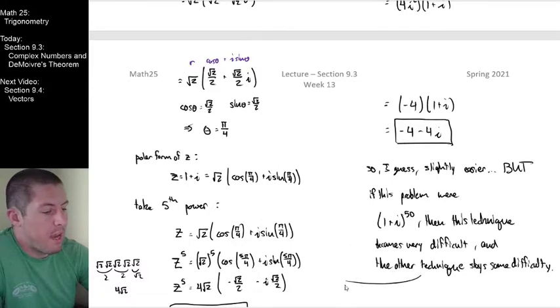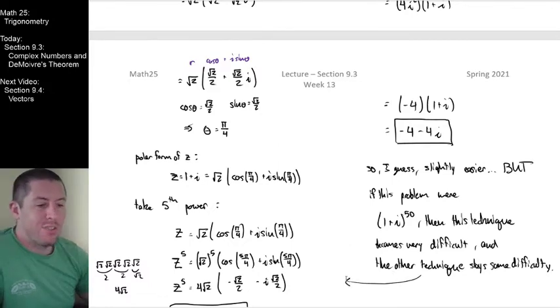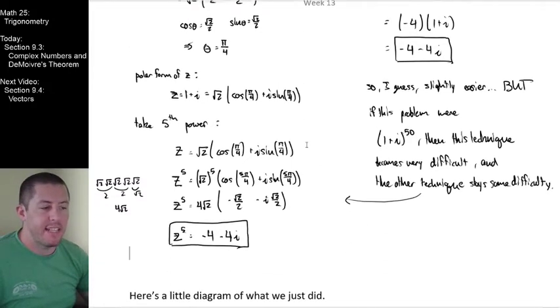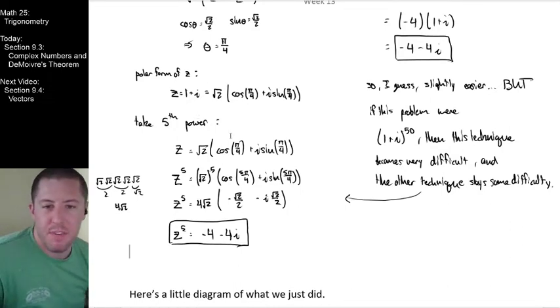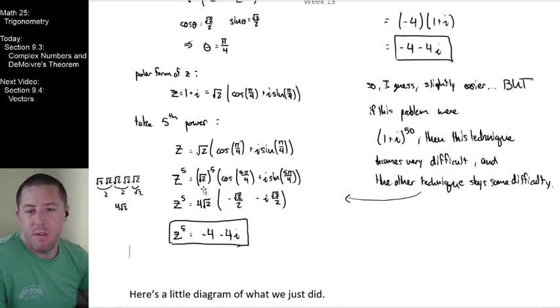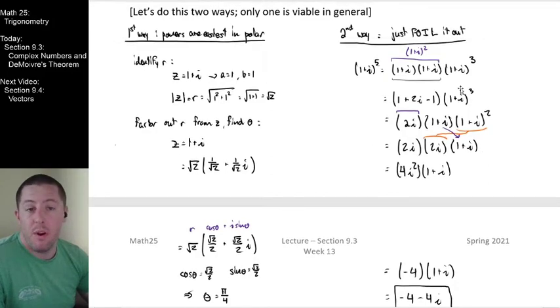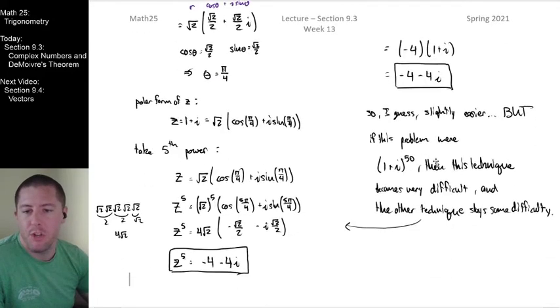So the point is, the other technique over here doesn't really care about what the power is. That doesn't affect the difficulty. If this was a 50th power problem, then over here I would just say, root 2 to the 50th, cosine of 50 pi fourths, i sine 50 pi fourths, and I would have been done. If this was a 50th power, then we would have had 10 times as much work to do over here.